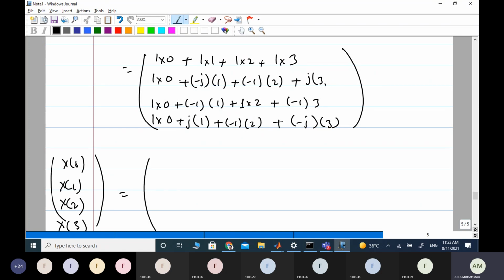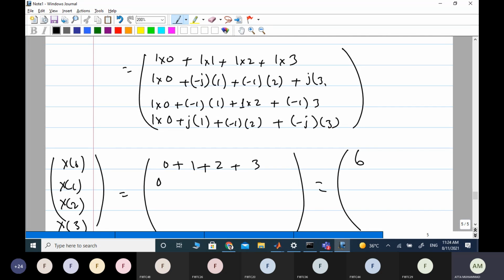Okay, so 1 times 0 is 0, plus 1 times 1 is 1, plus 1 times 2 is 2, and 1 times 3 is 3. So our first value is 6. We have calculated the first value.